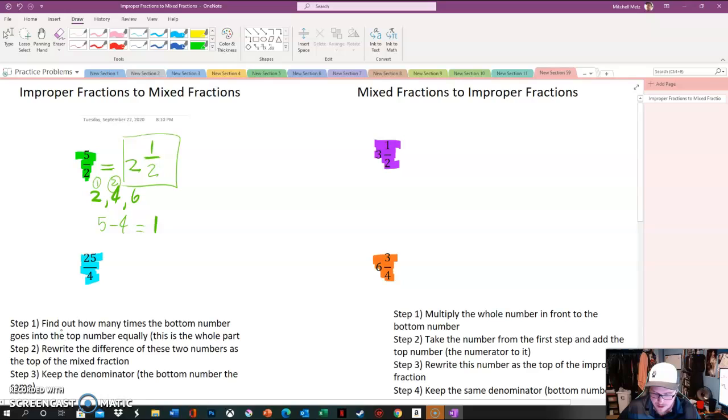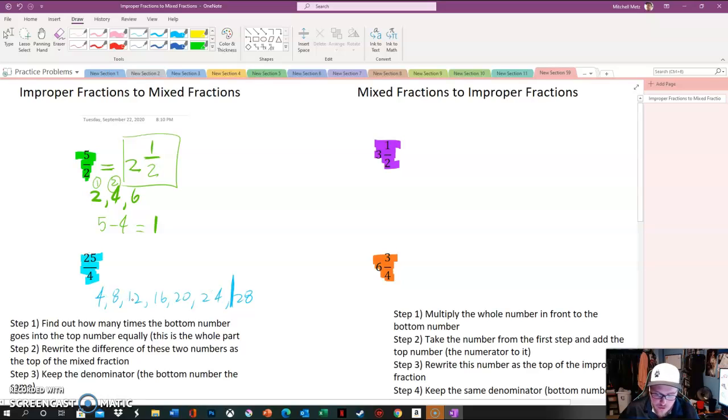So let's follow the steps again. Find how many times the bottom number goes into the top number equally. This is the whole part. So let's do that again. 4 goes into 25 a certain amount of times equally. 4, 8, 12. I'm just writing out my times table. 4, 8, 12, 16, 20, 24, 28. I have to stop before 28 because I already go over 25. So 24 is where I'm going to stop, and I'm going to see how many times it goes in there.